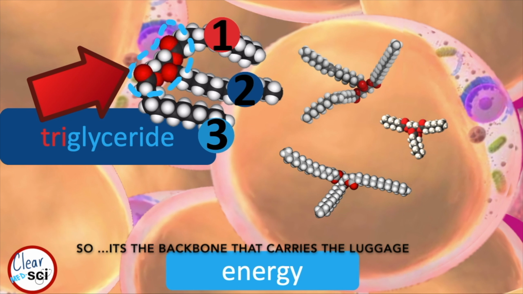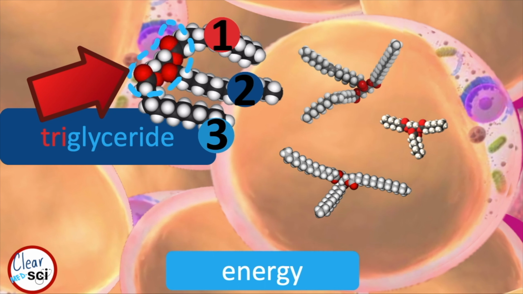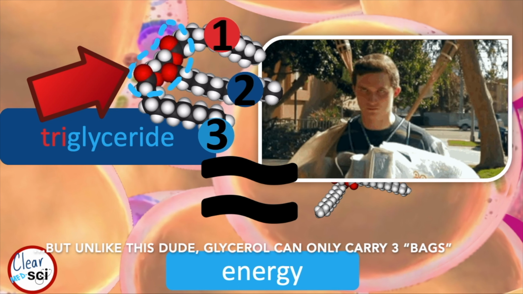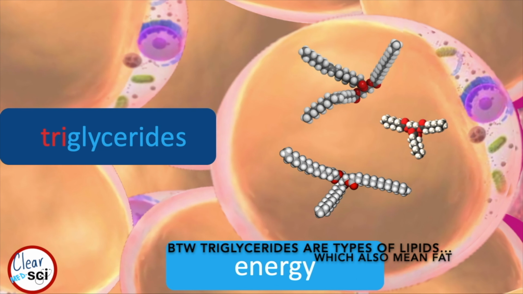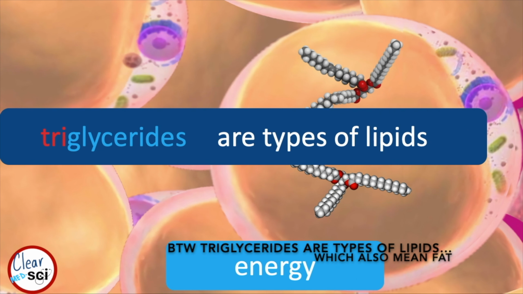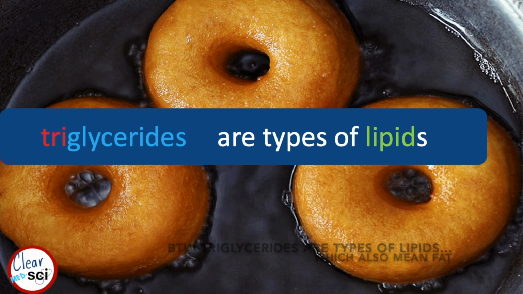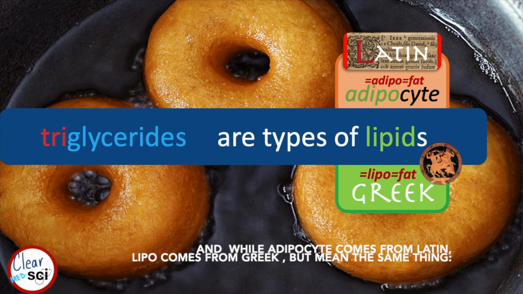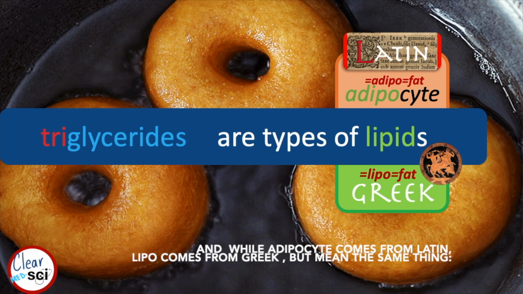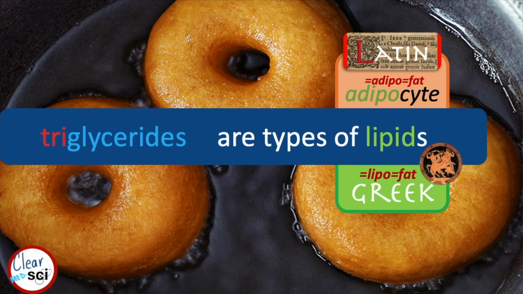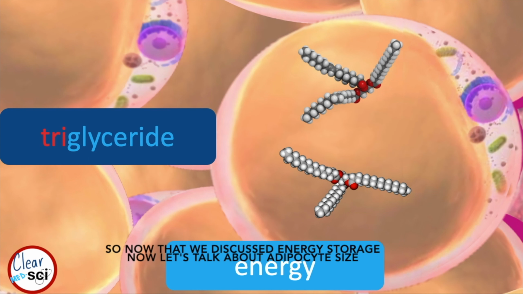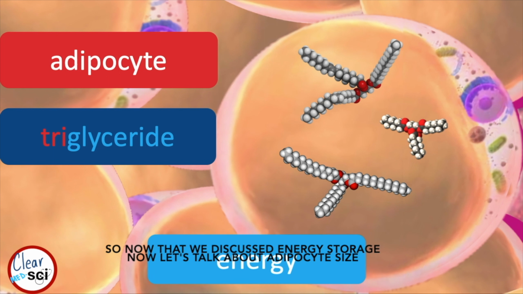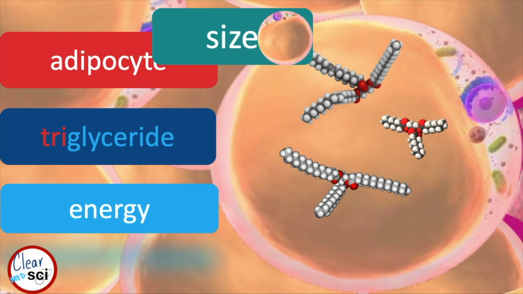So it's the backbone that carries the luggage. But unlike this dude, glycerol can only carry 3 bags. By the way, triglycerides are types of lipids, which also mean fat. And while adipocyte comes from Latin, lipo comes from Greek, but mean the same thing, fat. So now that we discussed energy storage, now let's talk about adipocyte size and how you lose it.